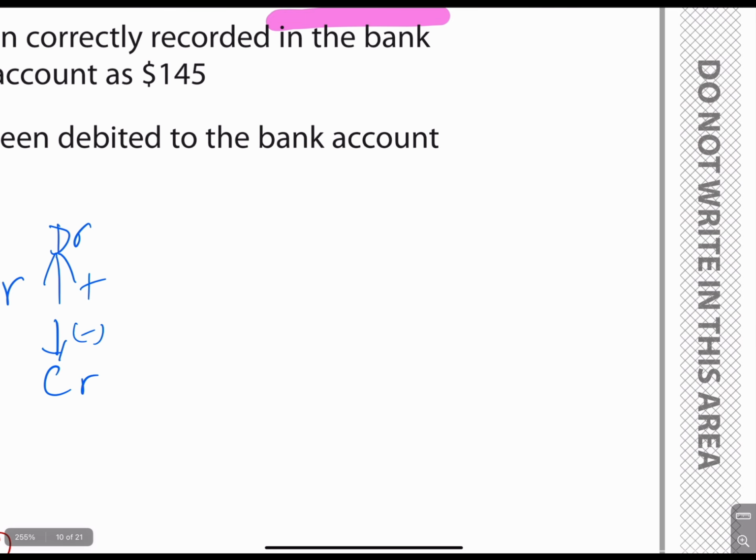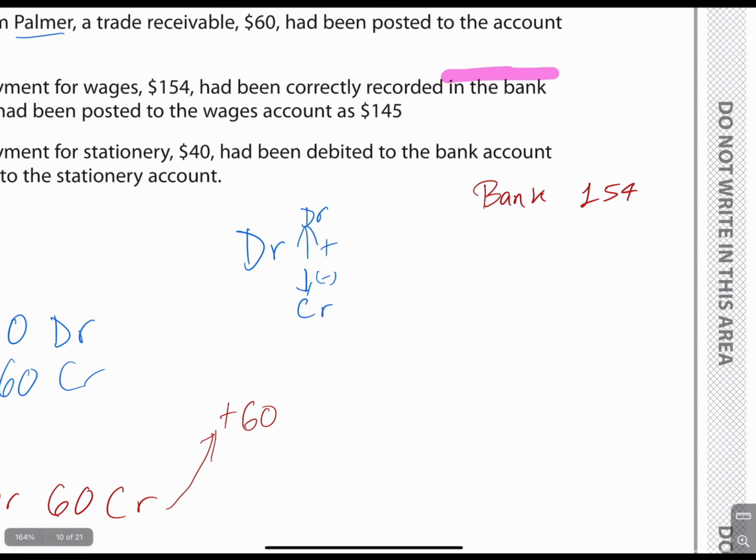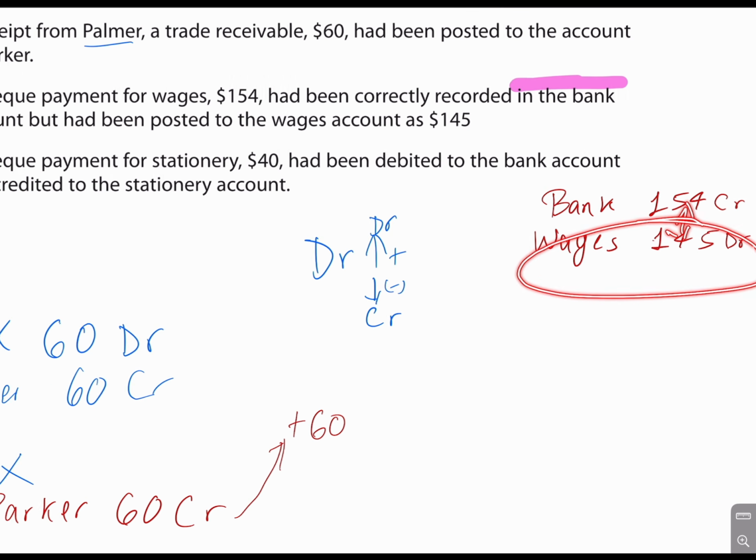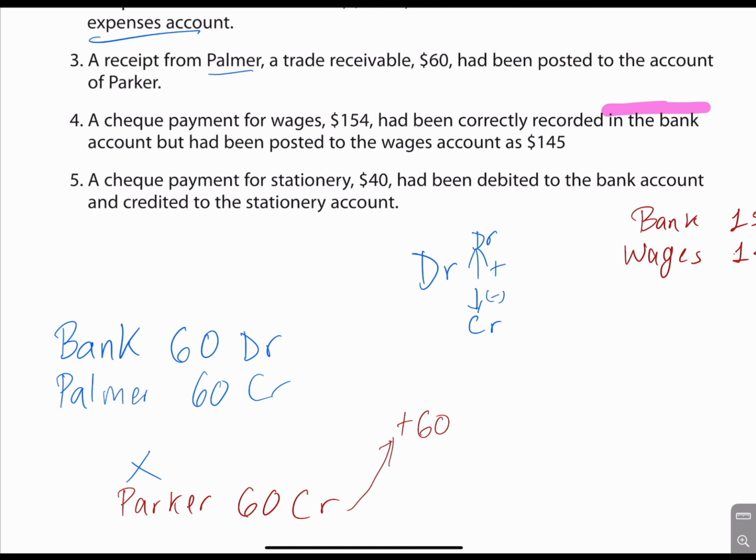Now, what has happened? Bank was correctly entered, so bank would have been credited when you are paying wages, and the wages account was debited by only 145. Now it is understated, right? By how much? By 9. To make it right, we have to increase the balance, because there's a difference. We have understated our wages account. How do we know that? Because it tells us that 154 is the right amount and it was correctly recorded in the bank account.